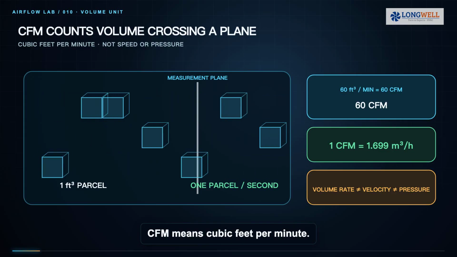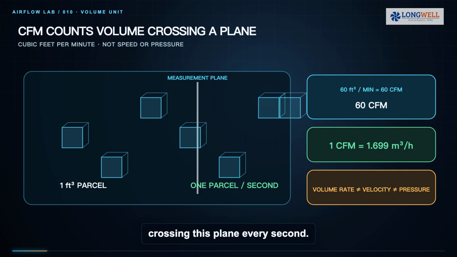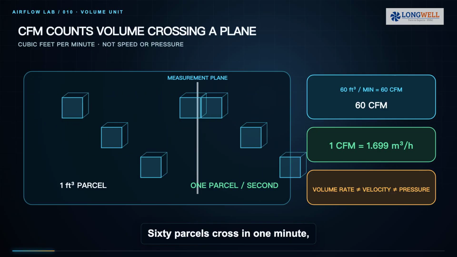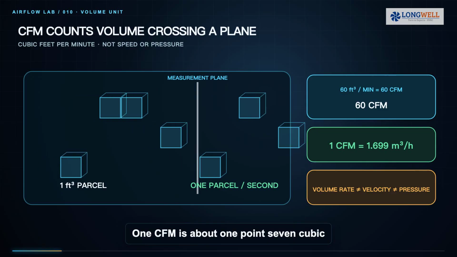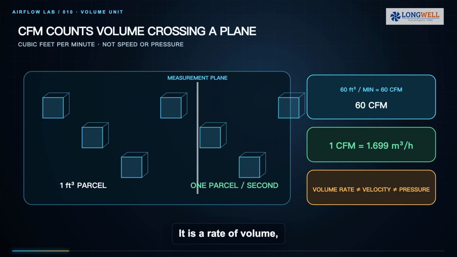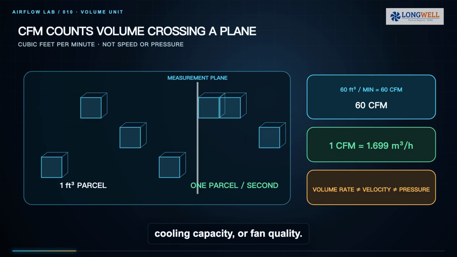CFM means cubic feet per minute. Imagine a 1 cubic foot parcel of air crossing this plane every second. 60 parcels cross in 1 minute, so the flow is 60 CFM. 1 CFM is about 1.7 cubic meters per hour. It is a rate of volume, not airspeed, pressure, cooling capacity, or fan quality.